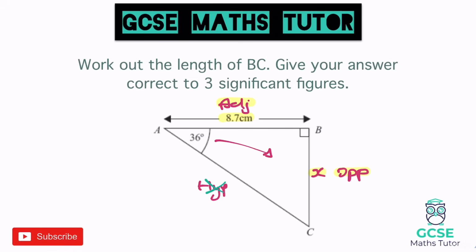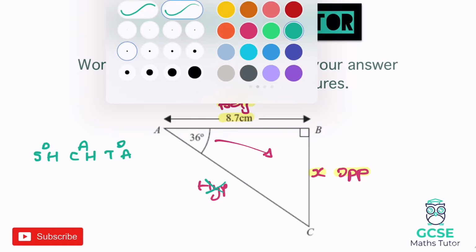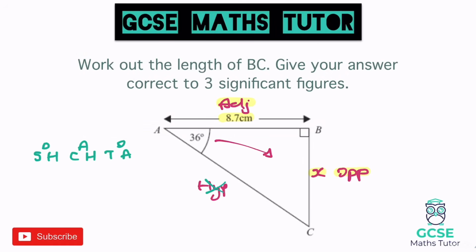Now the next thing I need to do is decide which formula I'm going to use. So I'm going to write down my 3 formula triangles, SOH, CAH, TOA. And all I'm going to do is pick the formula triangle that has the A for the adjacent and the O for the opposite in. And if you have a look at those 3 formula triangles, that is my tan triangle, TOA. Okay, so now we just have to think how we need to use it.